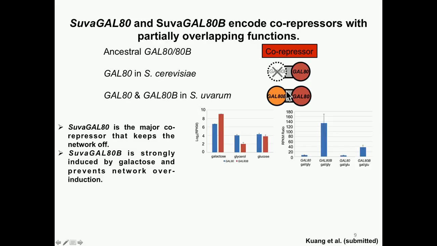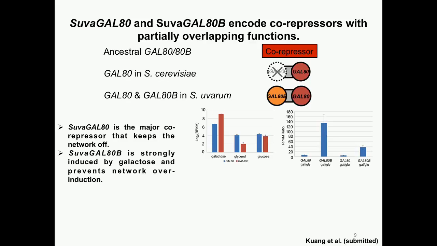So it turns out that GAL80B turns on very strongly only in the presence of galactose. And so we can see in non-inducing conditions, GAL80 is the main protein that's expressed, but GAL80B comes on and induces over 100-fold in the presence of galactose. And it's doing this in order to keep the network from over-inducing. And so when we do an experiment where we actually look at the GAL80B knockout in the presence of both glucose and galactose, there's a fitness defect because the network over-induces.